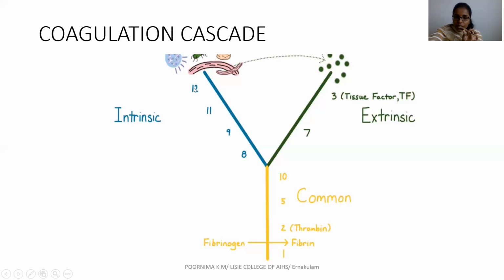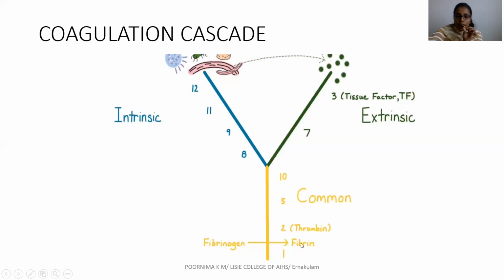The activated factor 12 causes activation of inactive 11 to active 11. Now the activated 11, in presence of calcium, causes activation of 9. The activated 9, in presence of activated 8, causes activation of factor 10. Now the activated 10 causes activation of factor 2 in presence of factor 5 and calcium. The activated factor 2 converts the inactive form of factor 1 to the active form of factor 1.